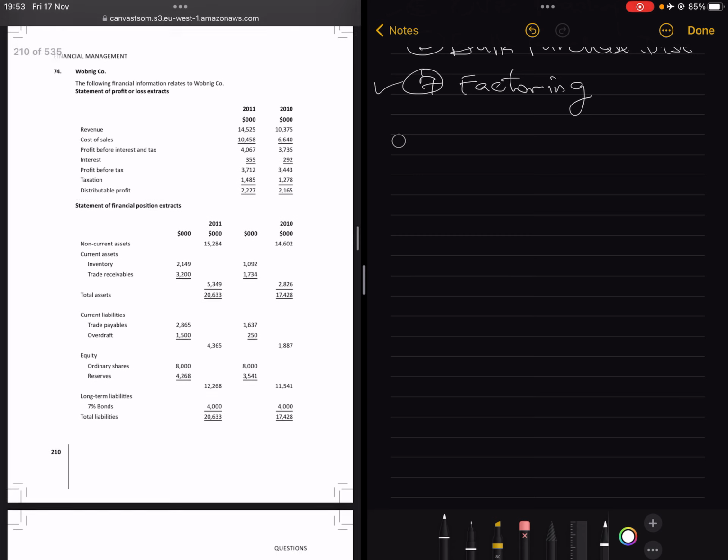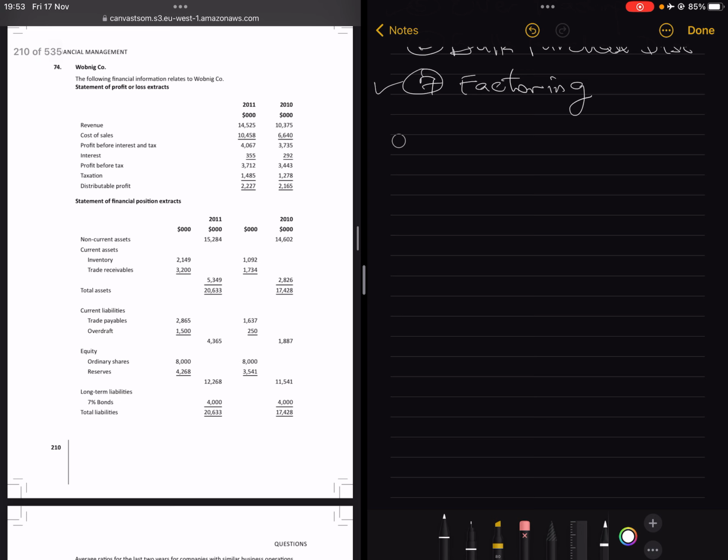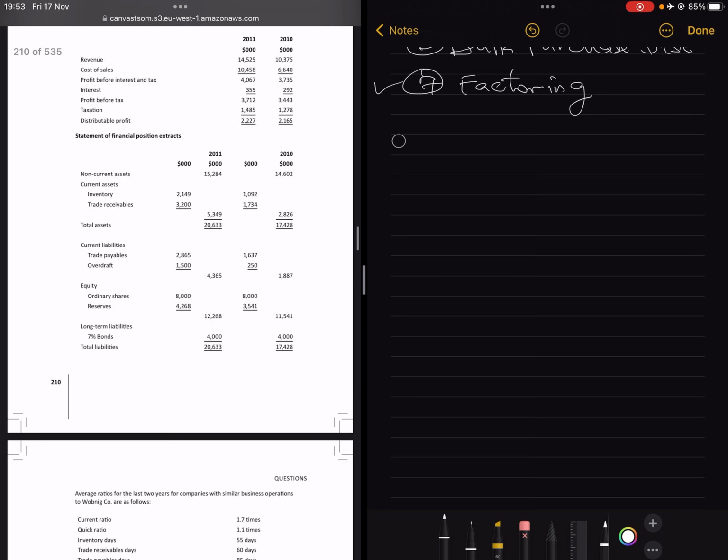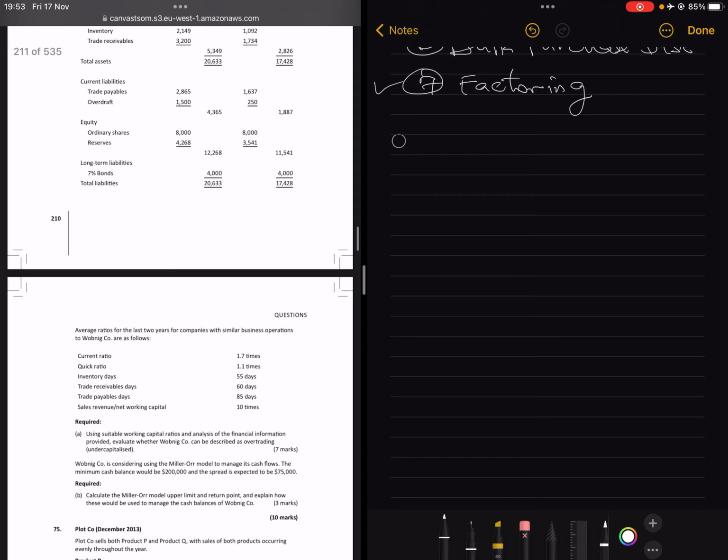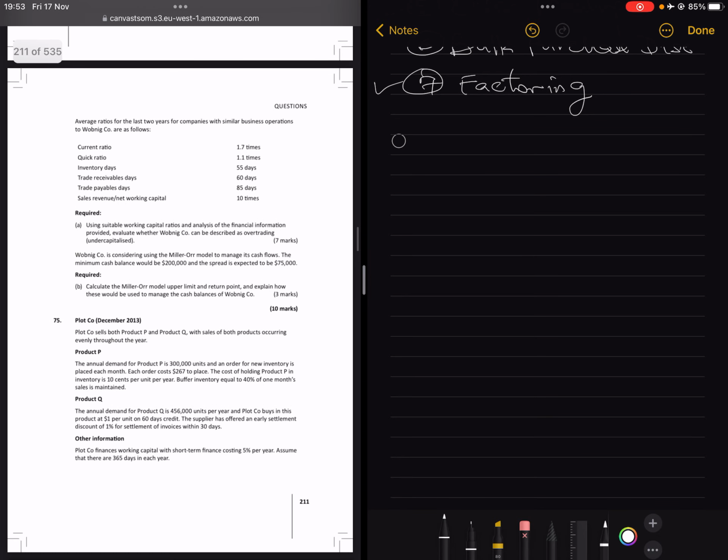So we have been given this financial statement of Wobning. This is the P&L, and the statement of financial position is also given. And this says that the average ratios for the last 2 years for companies with similar business operations to Wobning are as follows. So this data relates to the industry average. And the first requirement is to use suitable working capital ratios and analyze the financial information that's been provided to evaluate whether Wobning can be described as overtrading or undercapitalized.